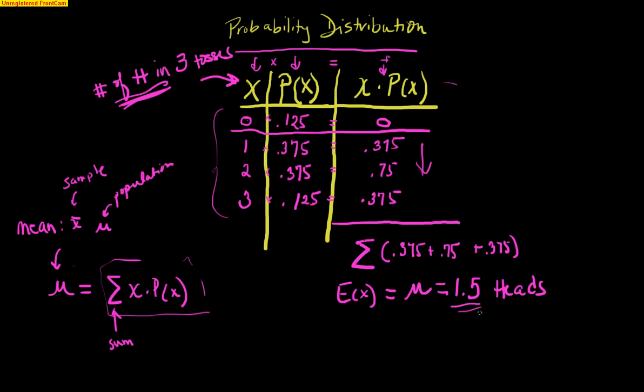Now, of course, we can't get 1.5 heads, but it just means, if you did it over and over and over again and averaged out the number of times you got heads, this is what it would average out to, 1.5 out of 3 tosses, half of them. And that's what a probability distribution is.